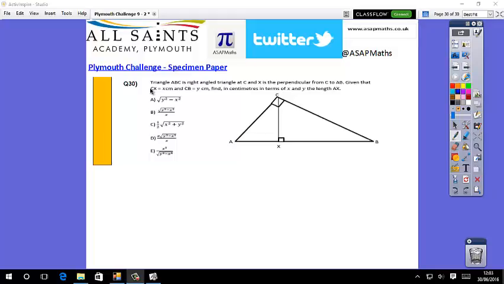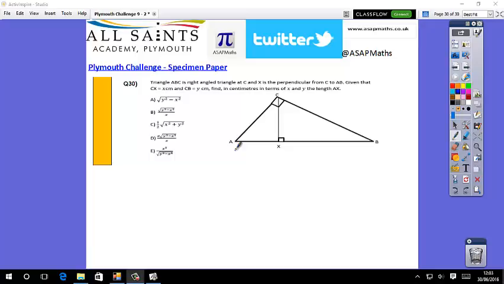Question 30. Triangle ABC is a right angled triangle at C, and X is the perpendicular from C to AB. Given that CX is X centimetres and CB is Y centimetres, find in centimetres in terms of X and Y the length of AX. Okay, let's label the information that we've got onto our drawing.